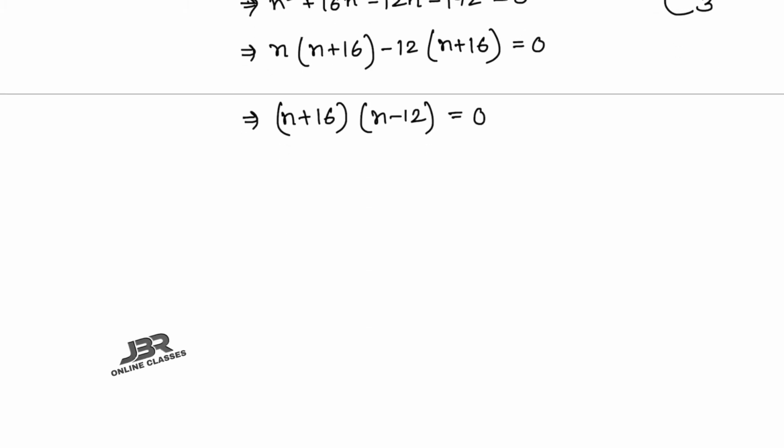So either n equals minus 16, which is not possible. So that means n equals 12. So n equals 12, that is your answer. Okay, that means in 12 days he finished the job.